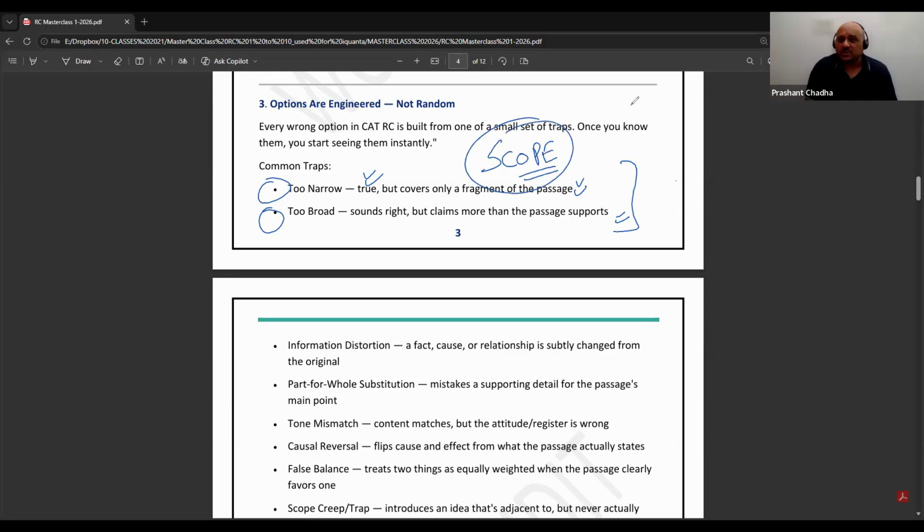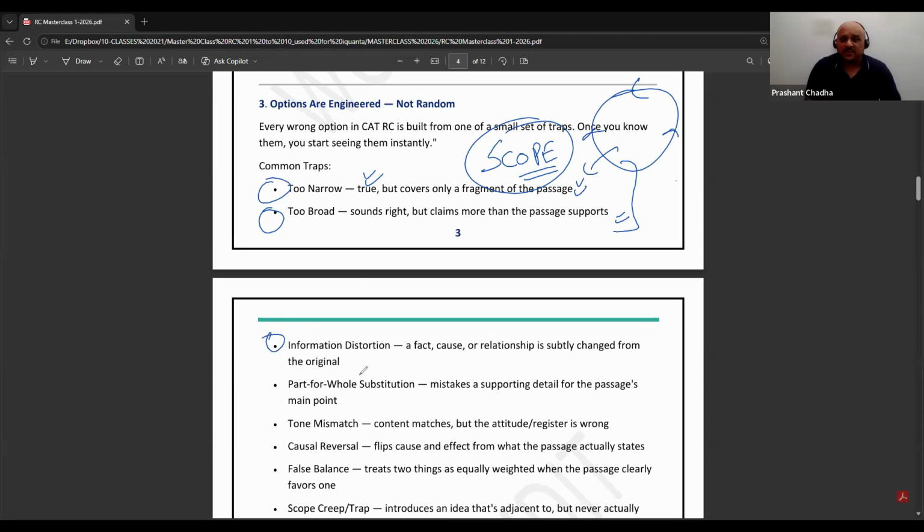What is the passage talking about? So the scope of the passage is a defined circle, right? The circle of ideas that the passage is revolving around. Now, if you step outside that scope, then there is a problem, right? You've gone too narrow, you've gone too broad. These are things that happen.